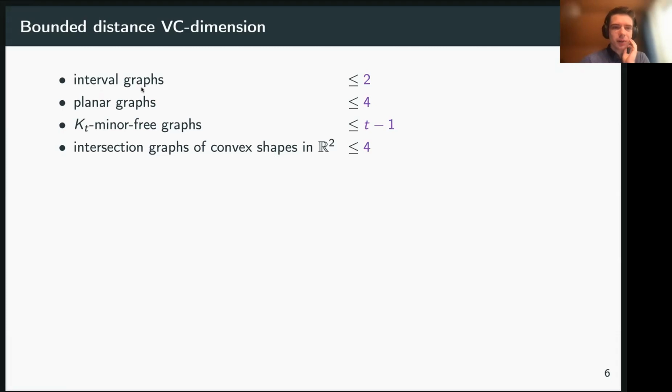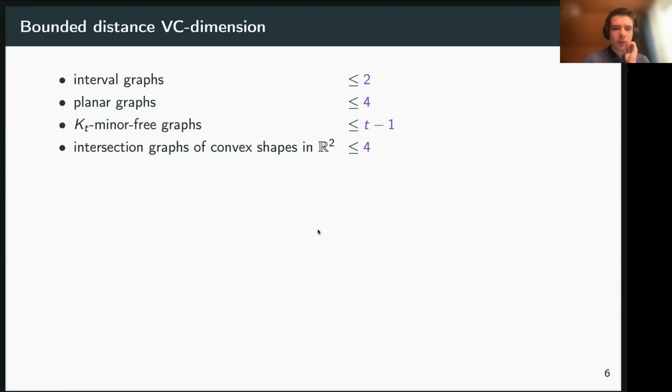One easy example is interval graphs, where you have intervals on the line, and the vertices are intervals, and classically we have an edge if they intersect each other. Such graphs have VC dimension at most 2. Also, planar graphs have VC dimension at most 4, and it is a nice, quite easy proof. We take a clique of 5 vertices, and we show that we cannot shatter all subsets of 2 vertices in the clique. We can also generalize it to K_t minor free graphs, where the VC dimension is bounded by t minus 1.